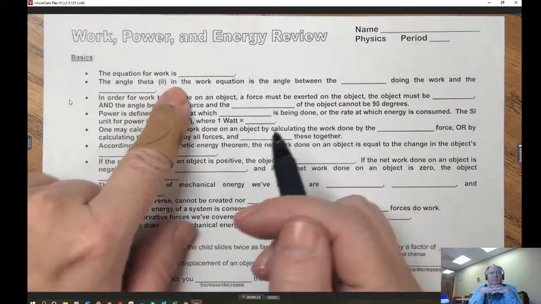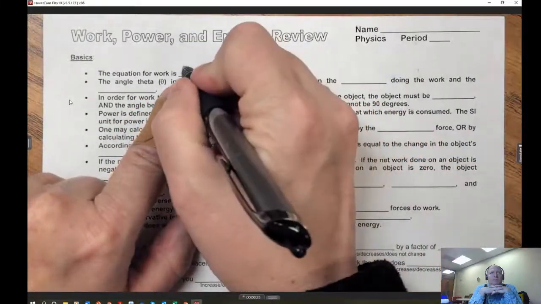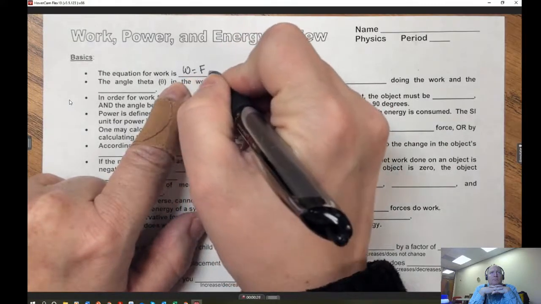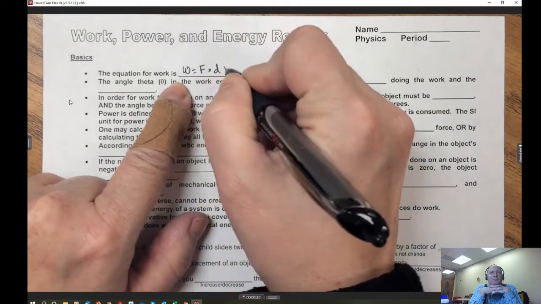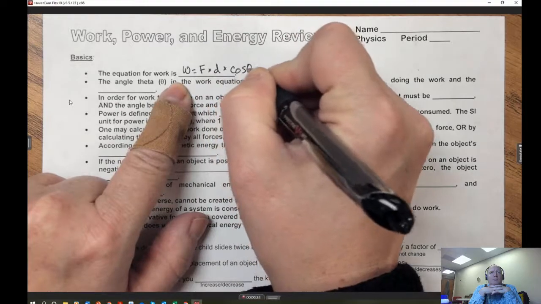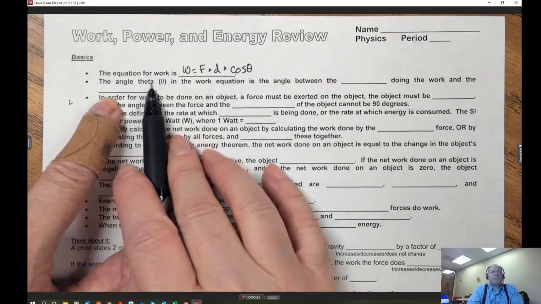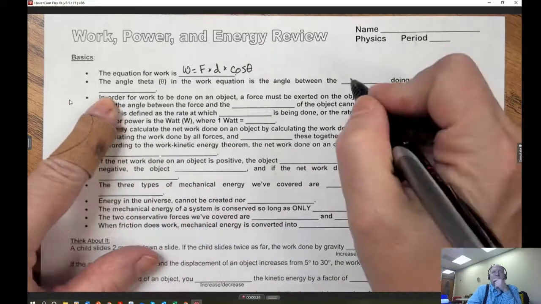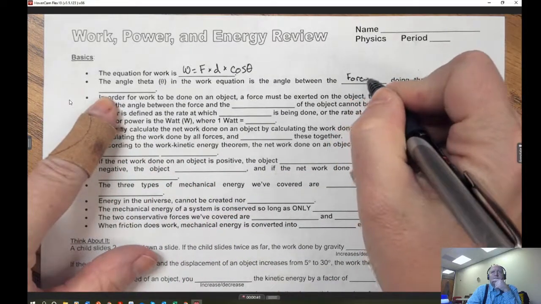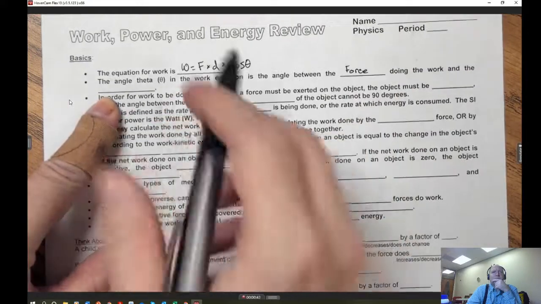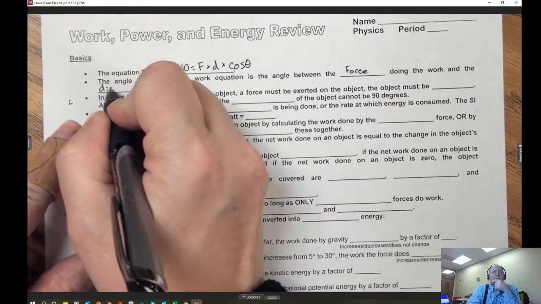Alright, so our equation for work is W equals force times distance times the cosine of any angle. So that angle, theta, in your equation is the angle between the force doing the work and the displacement. Cool.